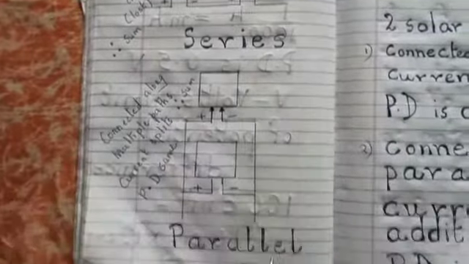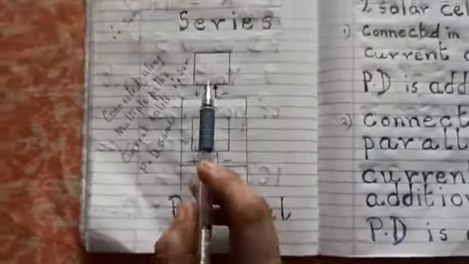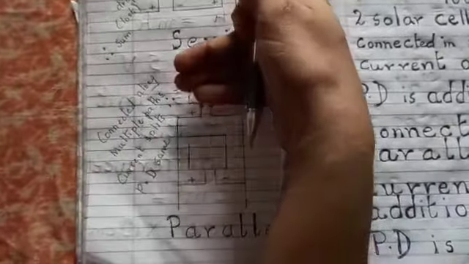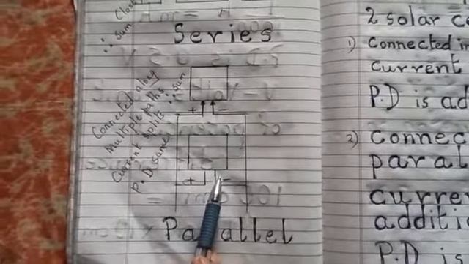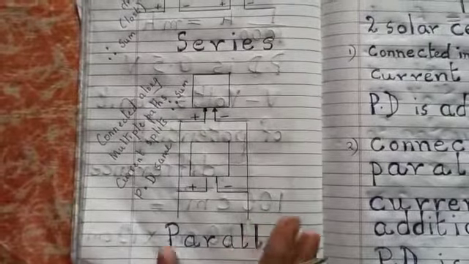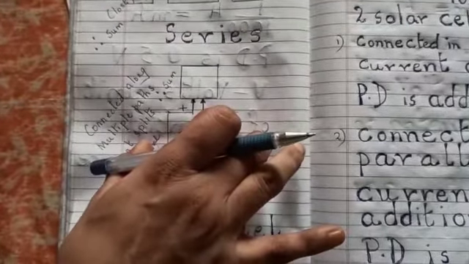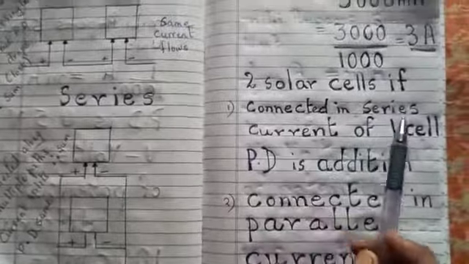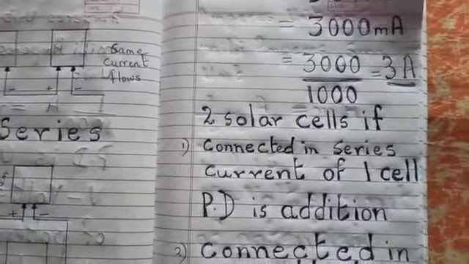Whereas in the case of parallel, they are connected along multiple paths. This is one path, this is one path. So the current splits, whereas the potential difference is between the same 2 points. So keeping this in mind, we can connect the solar cells in series, or we can connect the solar cells in parallel.